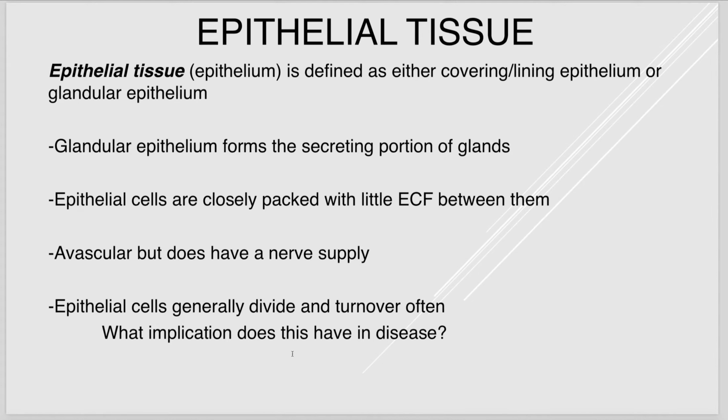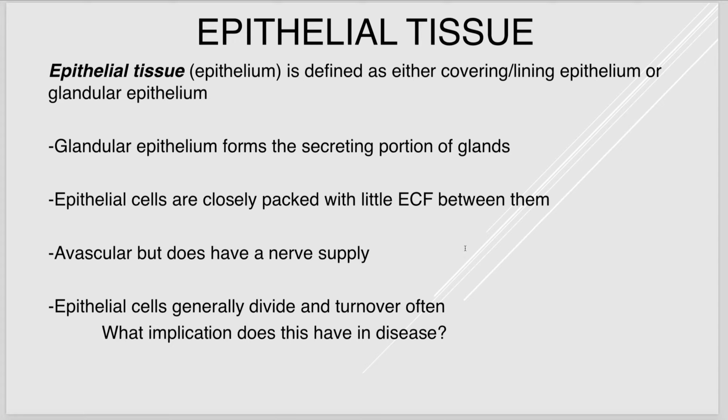So epithelial tissue, or epithelium, can either be covering and lining epithelium, which is going to cover and line stuff, or glandular epithelium, which is going to make up portions of glands. The glandular epithelium forms the secreting portion of glands. Epithelial cells are closely packed, so there's not much space between them, so very little interstitial fluid in epithelial tissue. It is avascular, but it does have a nerve supply. Avascular, but it'll get oxygen through diffusion of underlying connective tissue.